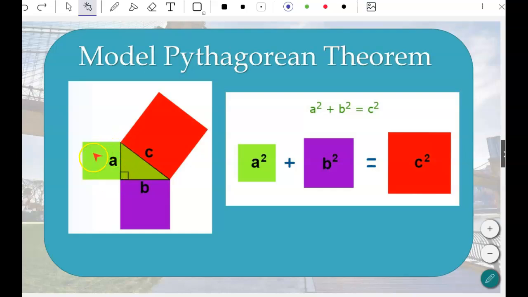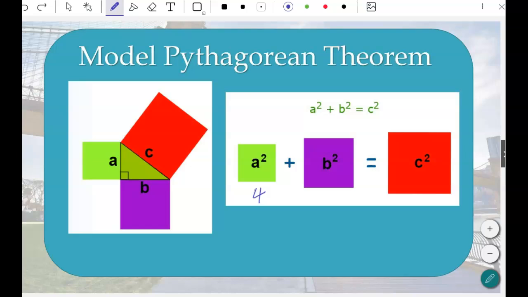So this is a visual, it's a model to show you that if this side was like 3, then this area would be 9. And if this side was 4, then this would be 16. And then this would be 5. That's 25.